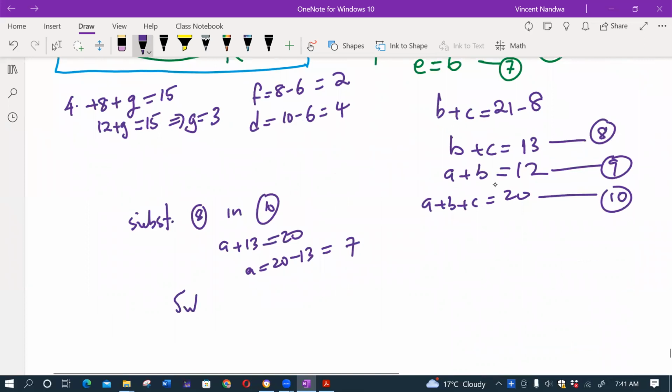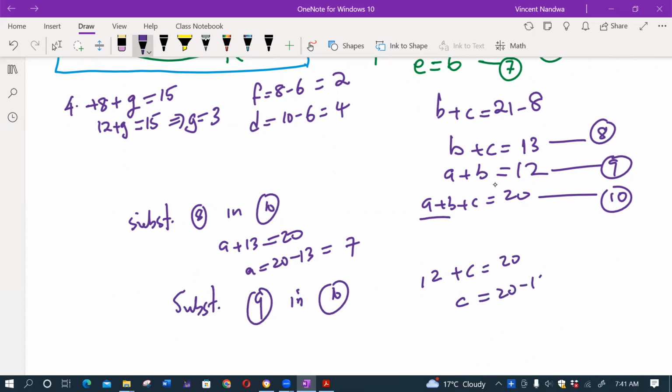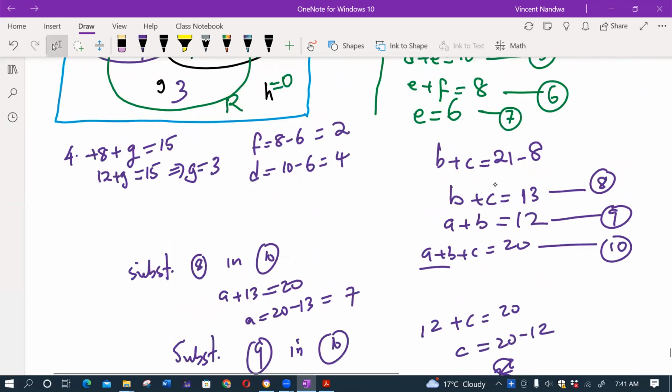And then substitute 9 in 10. It means A plus B is 12, so I'll have 12 plus C equals 20. So C will be 20 minus 12, which is 8. So where they say C, you put 8.